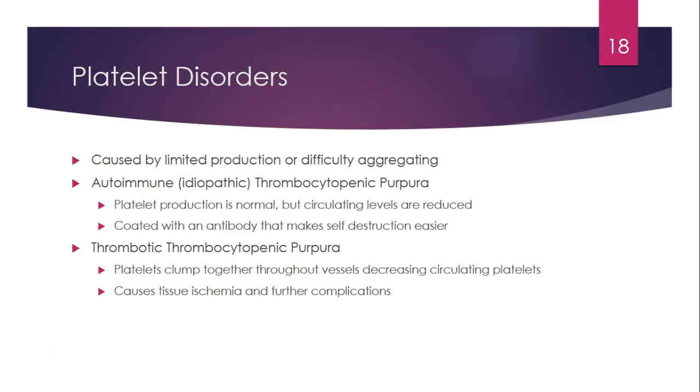You can get TTP, which is very similar to this. However, what you're seeing is clumping of your platelets, so in some areas you're going to be hyper, and in other areas, if the platelets are all clumped over in one area, they'll be low. This can cause lots of problems because it can cause stroke-like symptoms as well as clotting disorders. So you won't clot when you need to.